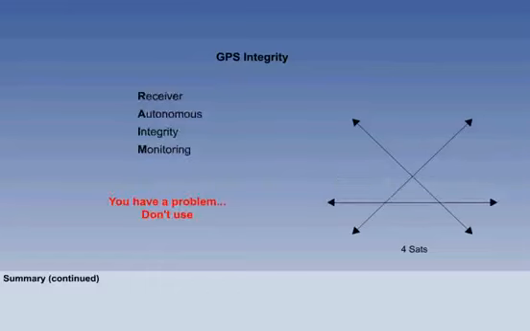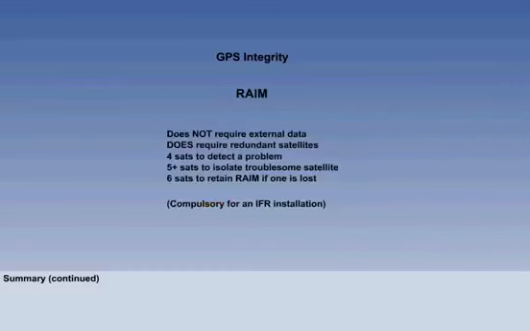But what if one of them is in error? You're going to get a large cocked hat. RAIM will not permit you to use this fix. With a fifth satellite, we get 4 lines. The erroneous one can be identified. This is the minimum basic RAIM. With 6 satellites, you still have RAIM even if you lose one. This is the mandatory minimum requirement for an IFR installation.